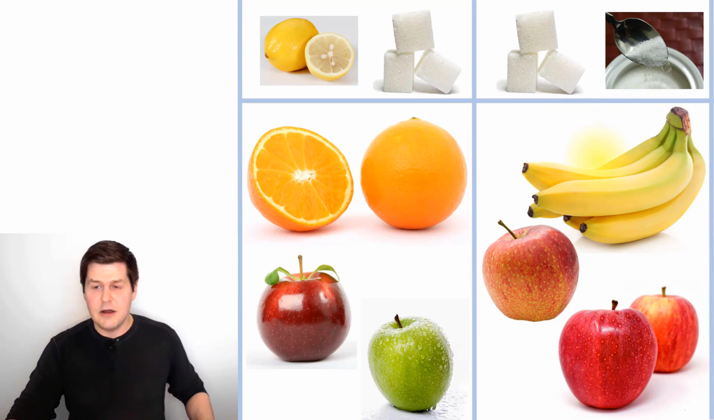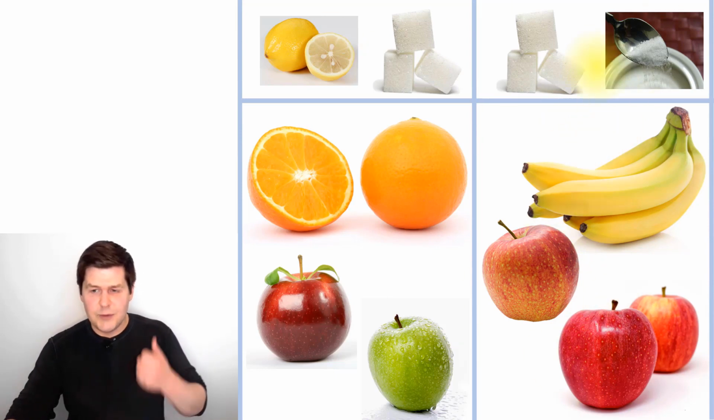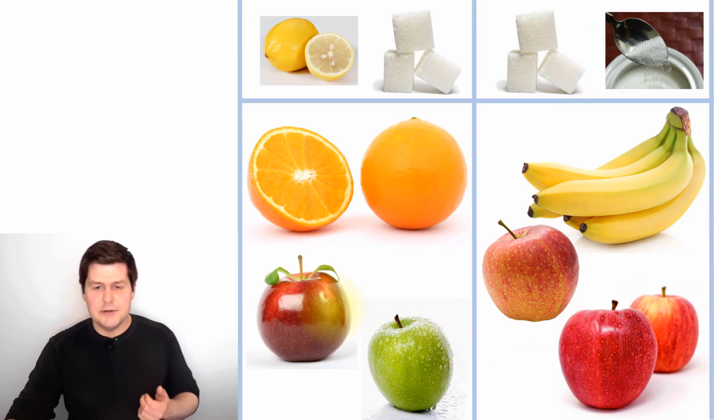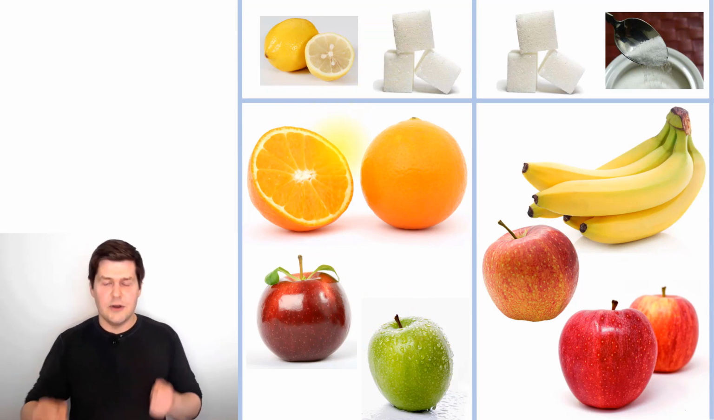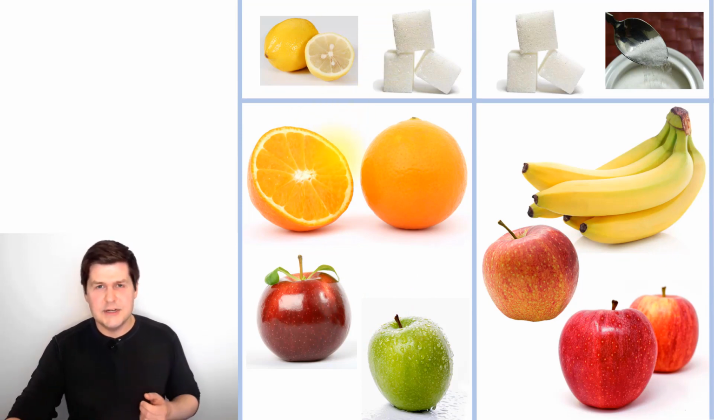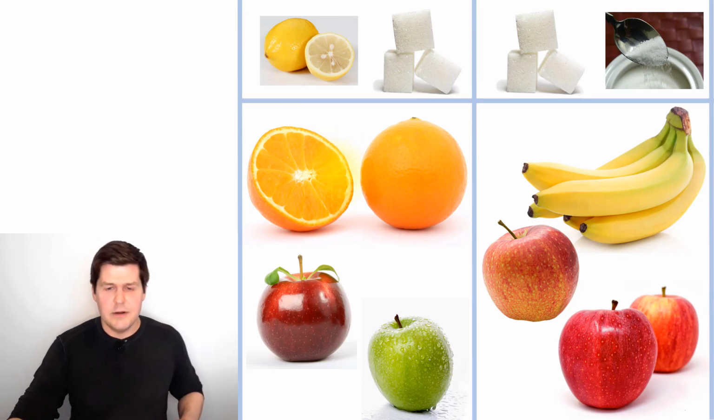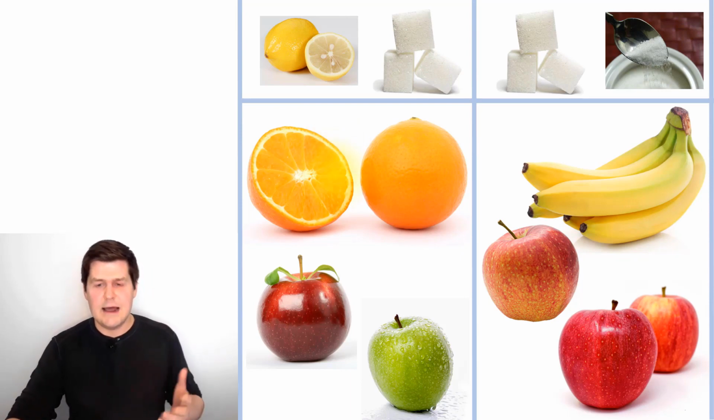So bananas are sweet and not sour, and many apples are very sweet, and some apples are sweet and sour, and oranges are usually sweet and sour. Some oranges are very sour, and some oranges are just a little bit sour, or maybe hardly sour at all.